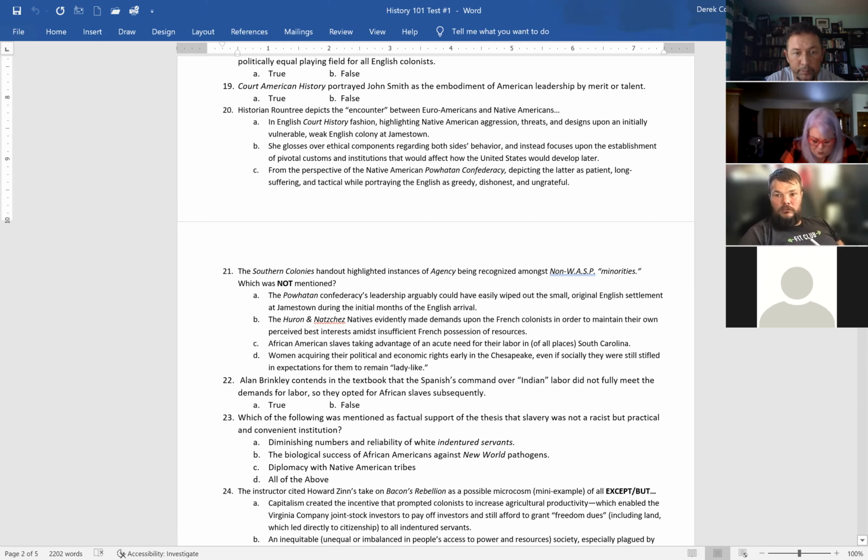So that is true. Number 23, which of the following was mentioned as factual support of the thesis that slavery was not a racist, but practical and convenient institution? A, diminishing numbers and reliability of white indentured servants. Yes. B, the biological success of African Americans against New World pathogens. Yes. Remember, we talked about how the Spaniards, and after them the English, developed that type of image of Africans as being hardier and being able to endure the weather, the ecosystem, and malaria-type diseases more effectively. That is true as well.